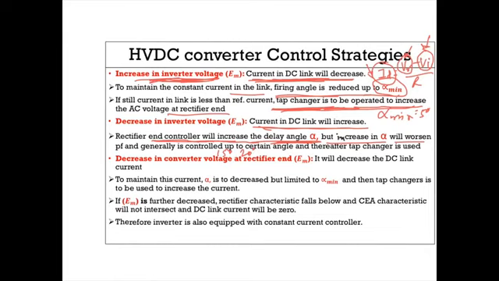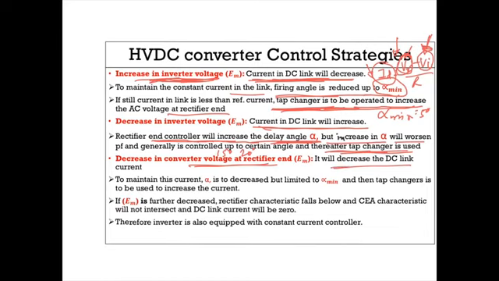Under this condition, the next line of action is to operate the taps of the transformer on the rectifier side to restore the direct link current. Now in the third case, for example, if this Vr has reduced, then for constant Vi, current Id will decrease.